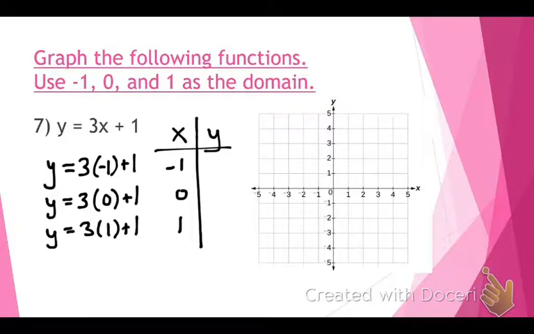Okay, so help me out, Kayla. What would this first answer be? 3 times -1 plus 1. -2. Okay, you got -2 because 3 times -1 is going to be -3, and then add 1 to that, and then you would get -2. Okay, next up, Ashley, what is 3 times 0 plus 1? 1, good job.